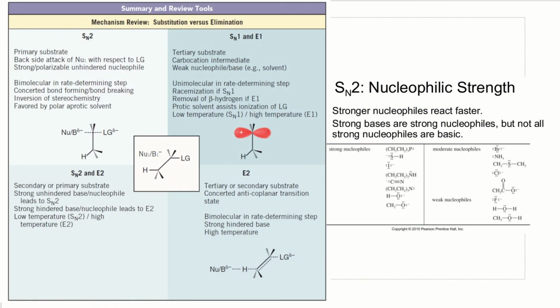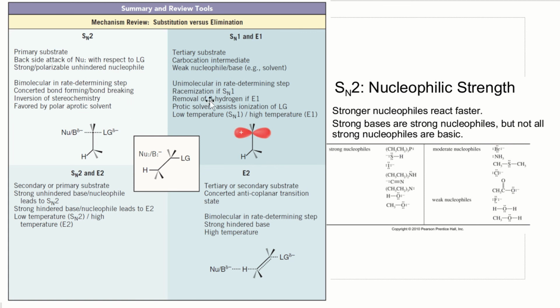So we need to know, generally speaking, and we have elimination reactions here, which we're not talking about just yet, but just to mention that for the SN2 reaction mechanism, the substrate is usually primary, and there's usually a backside attack of the nucleophile with respect to the leaving group, and there is a strong polarizable unhindered nucleophile. So you can actually read through all of this.